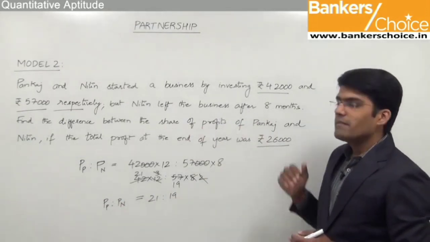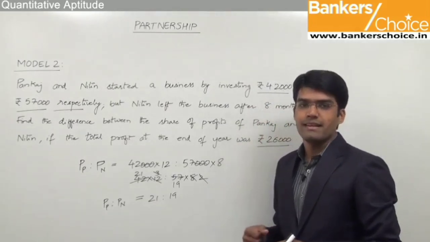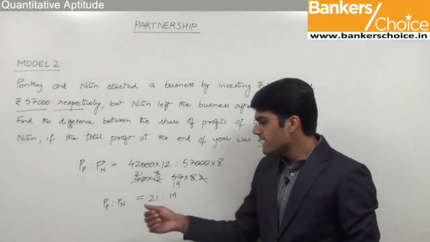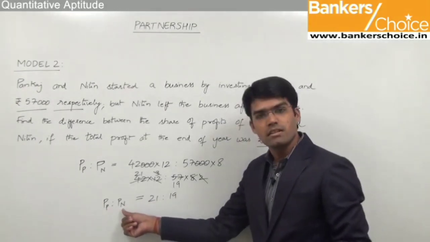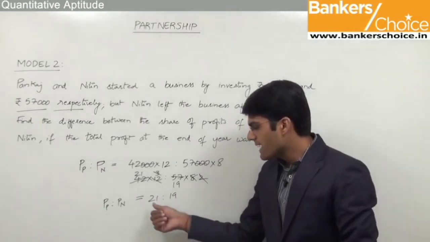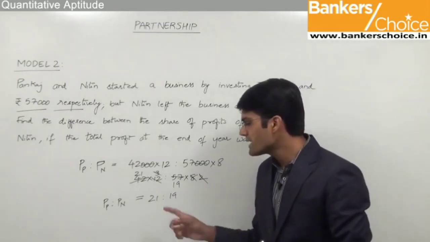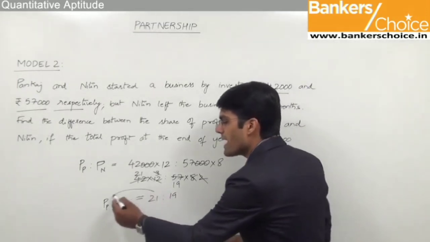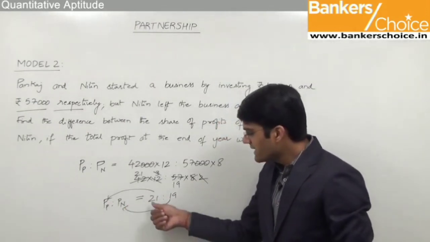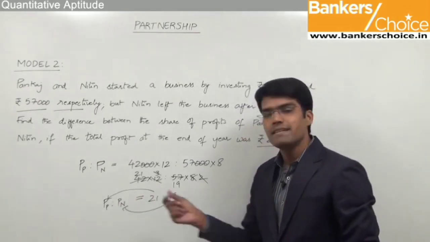To find out the difference between the share of profits of Pankaj and Nitin, we need not calculate their individual profits. Instead, we can directly get the answer by taking the difference from the ratio. As we can see here, the ratio in which Pankaj and Nitin share the profit is 21 is to 19. That means the total profit is divided into 21 plus 19, 40 parts. Out of those 40 parts, 21 parts will belong to Pankaj and the remaining 19 parts will belong to Nitin. So as you can see, the difference between their profits is 2 parts, as 21 parts go to Pankaj and 19 parts go to Nitin.